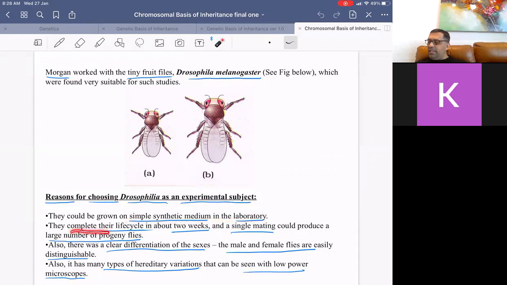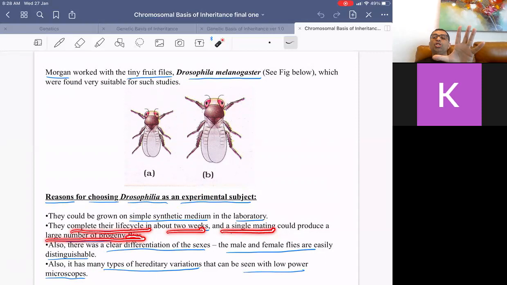And it completes its life cycle in about 2 weeks. So 2 week mein hi life cycle khatam ho jati hai, and a single mating produces a large number of progeny flies. Aur ek hi mating se bahut sare offsprings aate hai, aur unka bhi 2 week mein life cycle khatam ho jata hai, to fatafat bahut sare offsprings milte hai, aur unka mating bhi possible hai, because we have large numbers of those offsprings.